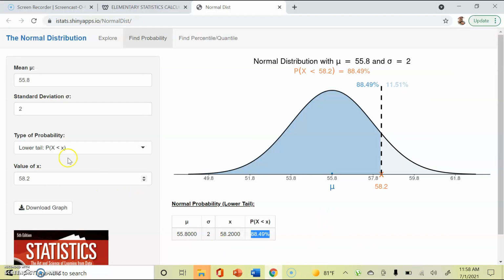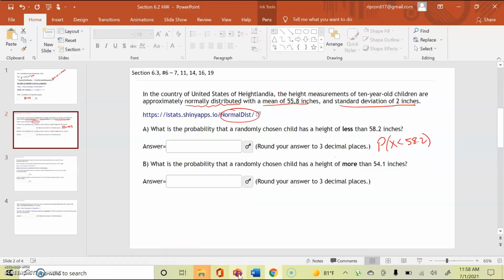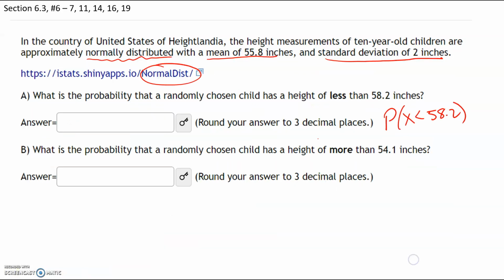We can see right there, put in our mean, put in our standard deviation. We want to know the probability that x is less than 58.2, and that's going to be 88.49%. To convert that to a decimal, divide that by 100, and we're going to get 0.8849. It says to round to 3 decimal places, so 0.8849 will be 0.885.